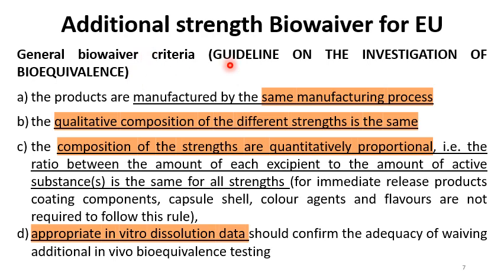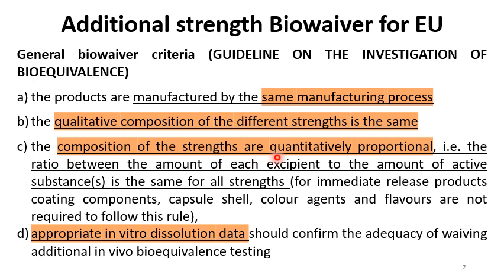Now general bioequivalence criteria as per the EMA guideline on the investigation of bioequivalence. The products are manufactured by the same manufacturing process. You should not change the manufacturing process for different strengths. Then the qualitative composition of the different strengths should be the same. Qualitative, here the word is qualitative. That means you should not use mannitol as a diluent in one of the strengths and lactose as a diluent for another strength. Then it will be out of this criteria.